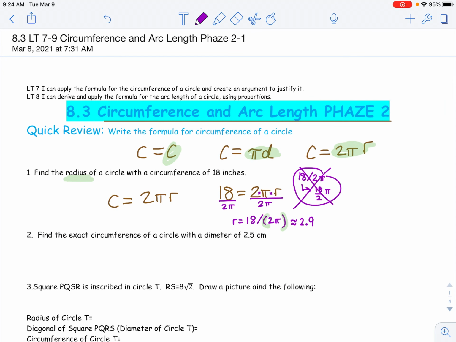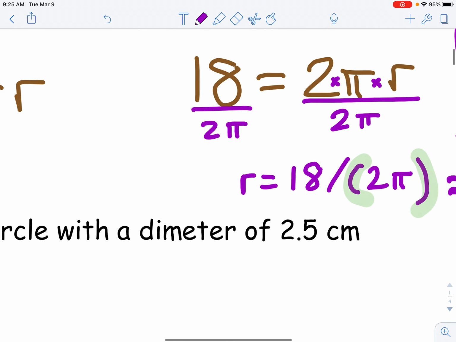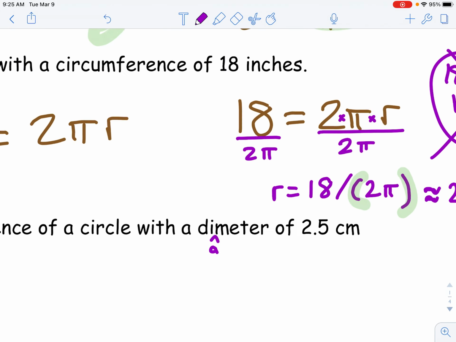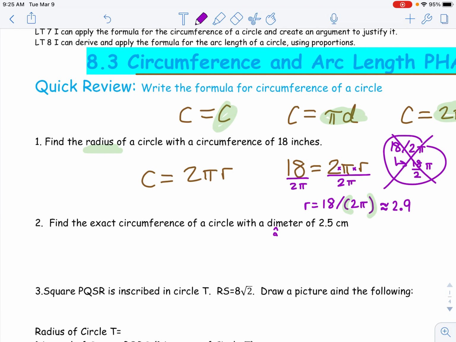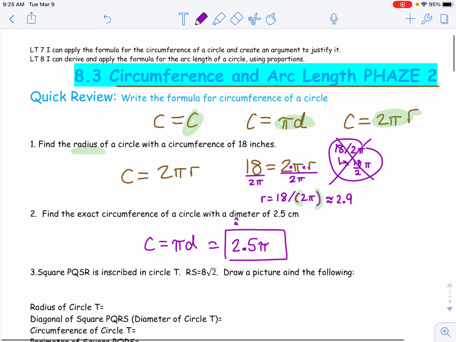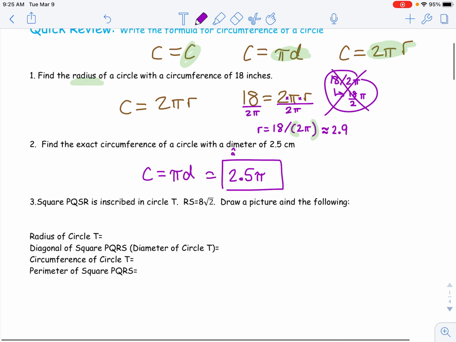Find the exact circumference of a circle with diameter of 2.5. Oops, I misspelled diameter. That's super embarrassing. There's supposed to be an A in there. The exact circumference with the diameter of 2.5. On this one, I'm going to use pi d. It's just literally going to be 2.5 pi. That's the most exact. This is no rounding, no estimations, exact.